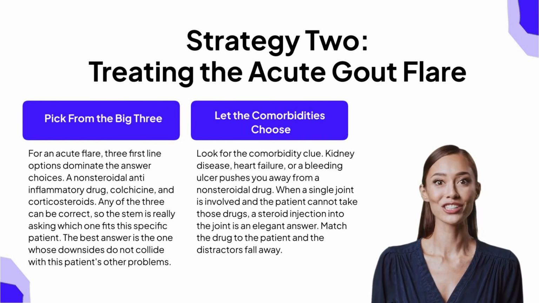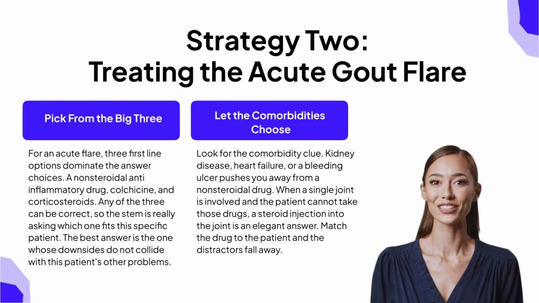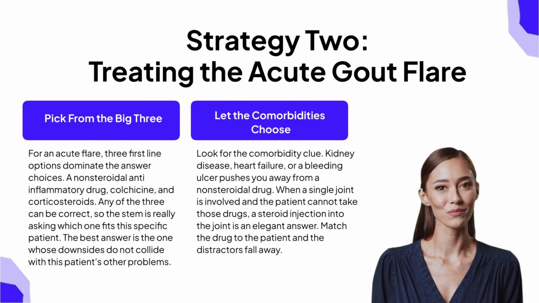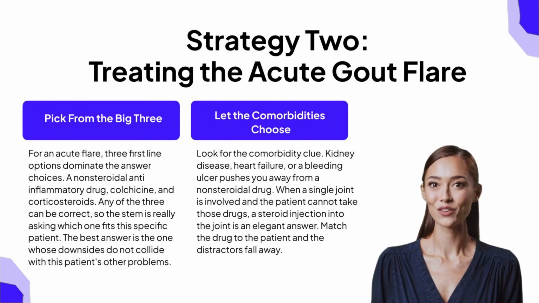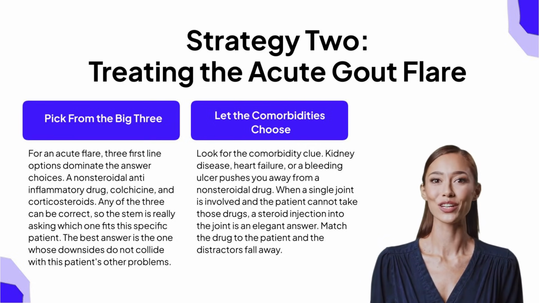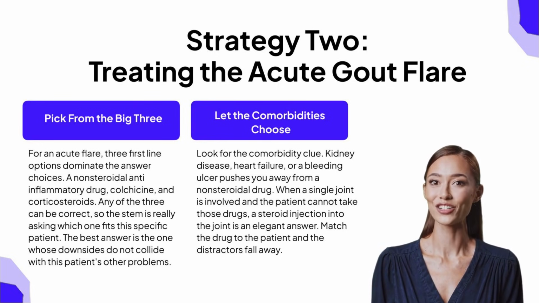Strategy 2 is treating the acute gout flare, and this is one of the highest yield question types on the topic. First, know that 3 first-line options dominate the answer choices: a non-steroidal anti-inflammatory drug, colchicine, and corticosteroids. Here is the key insight. Any of the 3 can be correct, so the question is never really which drug treats gout. It is which drug fits this particular patient.